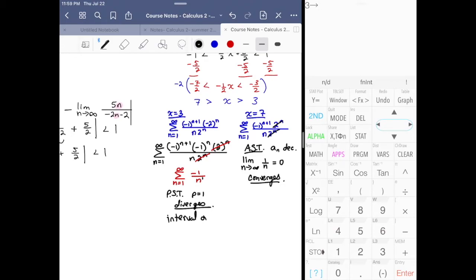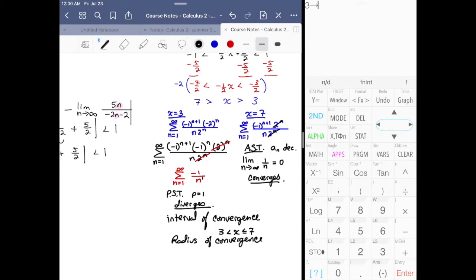All right, so we're looking at the interval of convergence. The 3 worked, the 7 didn't. So 3, wait, sorry, got that backwards. The 3 didn't work, the 7 did. So 3 less than x less than or equal to 7.